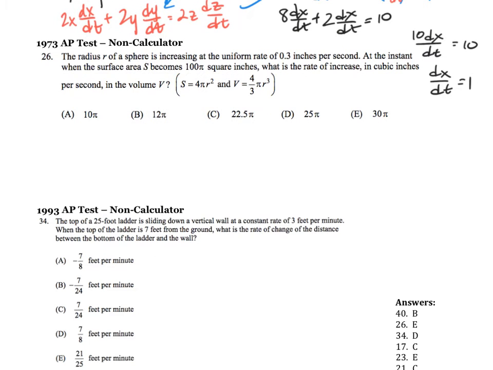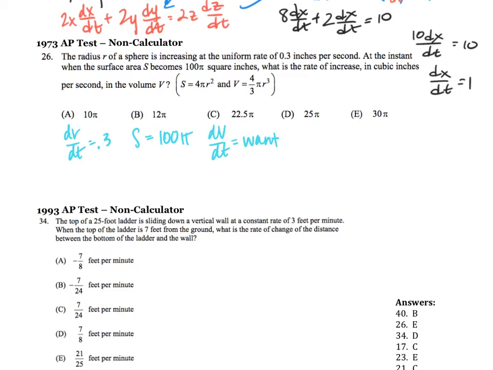All right, we are talking about the radius of a sphere increasing. And they're telling us that the radius is increasing at a rate of, so dr/dt is 0.3, at the instant when the surface area is 100 pi. What is the rate of increase in cubic inches per second of the volume? They want dV/dt.